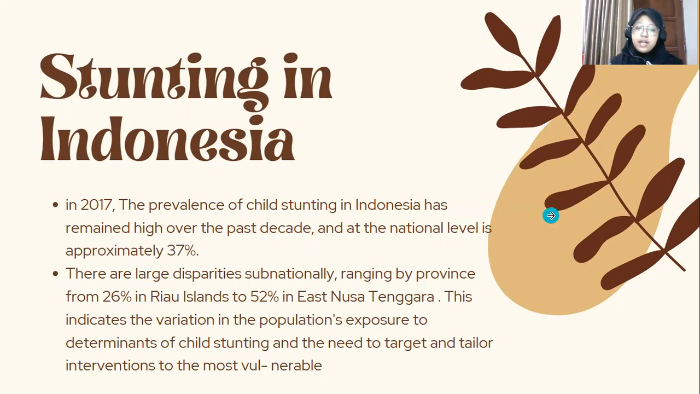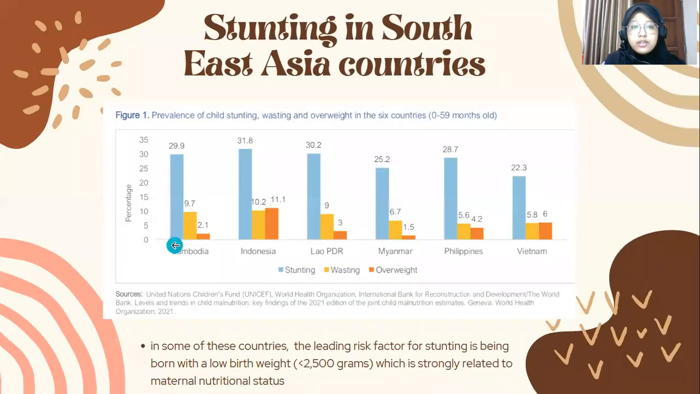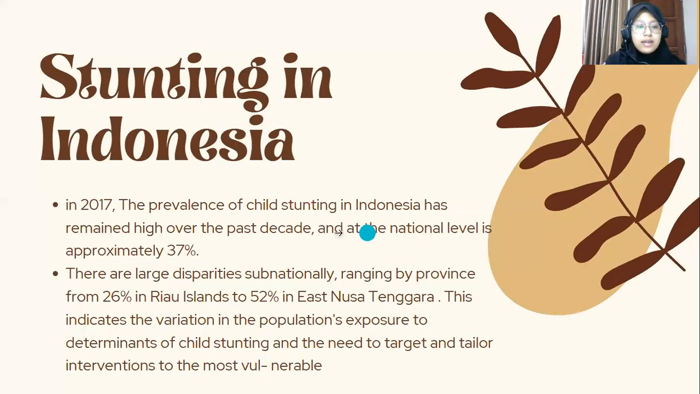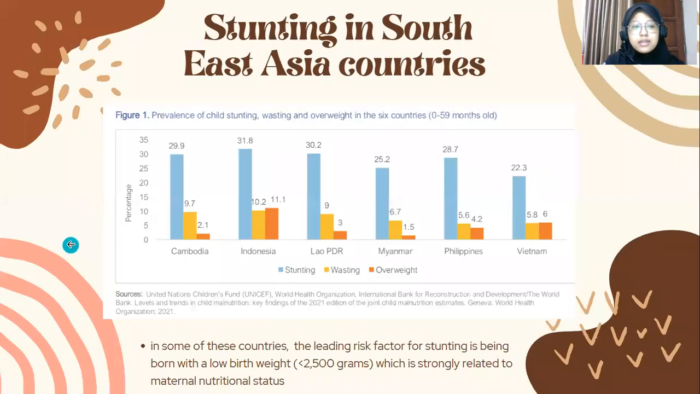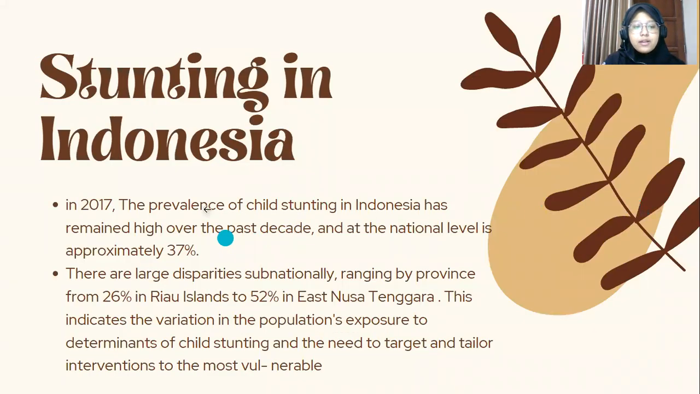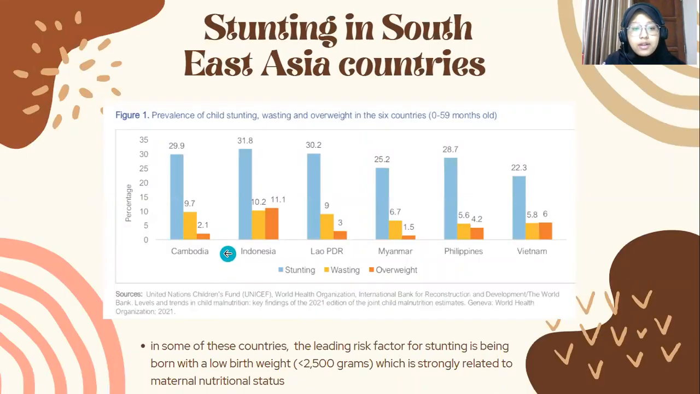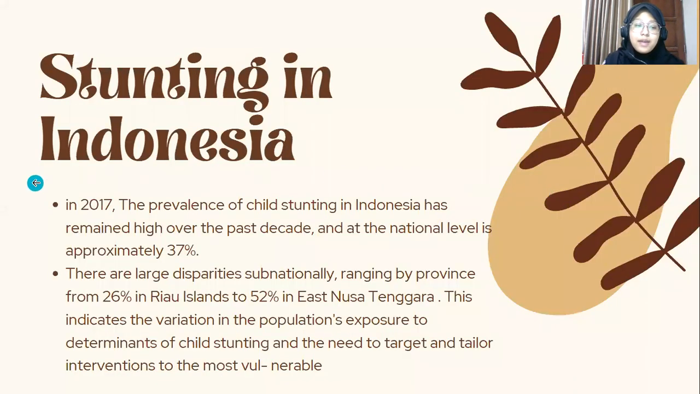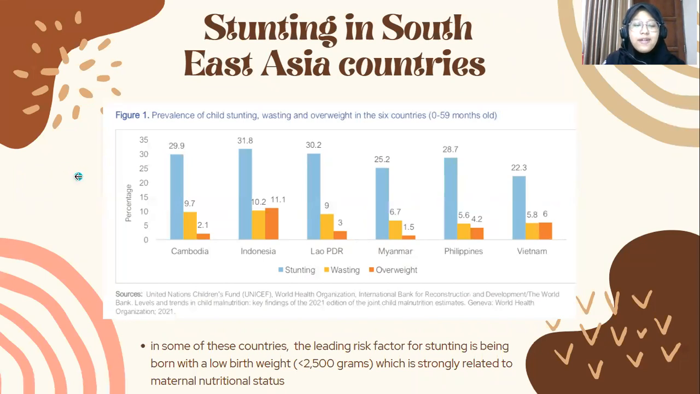the prevalence of child stunting in Indonesia has remained high over the past decade, and at the national level is approximately 37%. As we can see here, stunting in Indonesia in 2021 and 2017 has decreased. Before we had 37%, and in 2021 we have 31.8%. While the numbers decreased, we're still the country with the highest percentage of stunting cases in Southeast Asian countries.